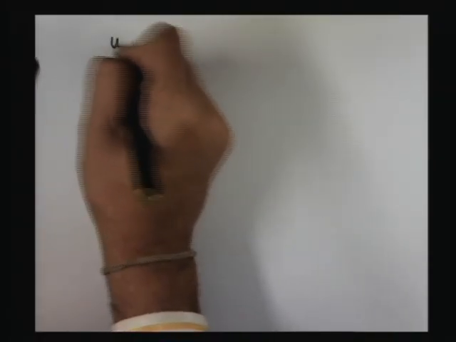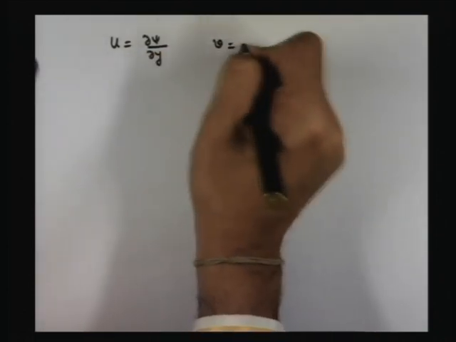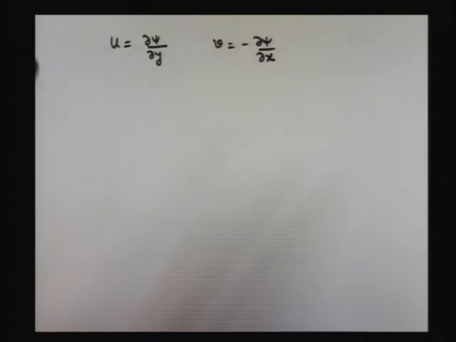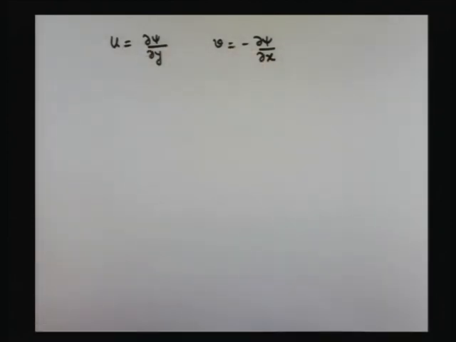Finally, for the case where both phi and psi are defined, we will derive the governing differential equation that describes both phi and psi. So let us say that u is equal to del psi del y, v is equal to minus del psi del x. From where is it derived? Two-dimensional incompressible flow, right?